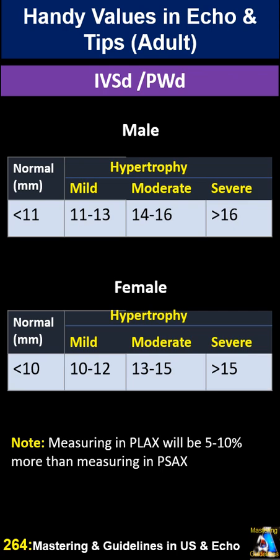Now let's do it. Here we have the IVSd, interventricular septum diameter, and posterior wall. I am holding 5 seconds for each value and parameter, then I go to those tips and practical points.